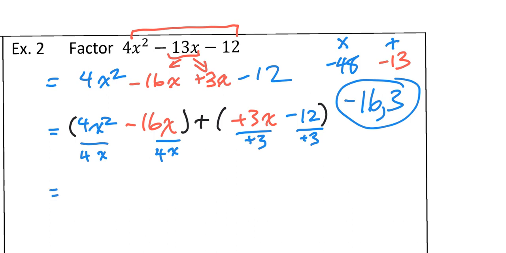So we're going to get, in front of our equation, 4x. And then in our brackets, that's left over. So you go 4 divided by 4 is 1. So that's just nothing. And then x squared divided by x is x. And then negative 16 divided by 4 is negative 4. And x divided by x is nothing. So you got x minus 4 plus whatever's left over in the other half.